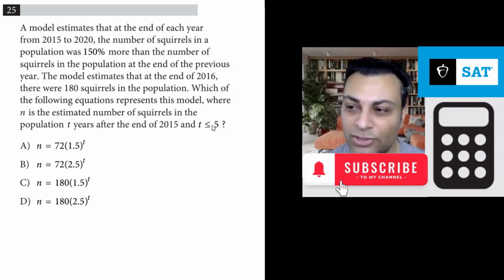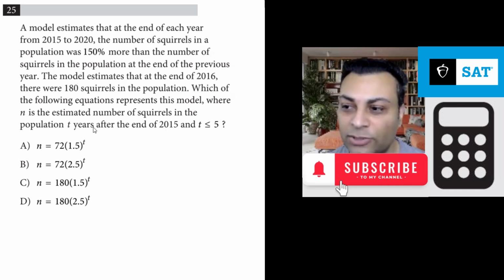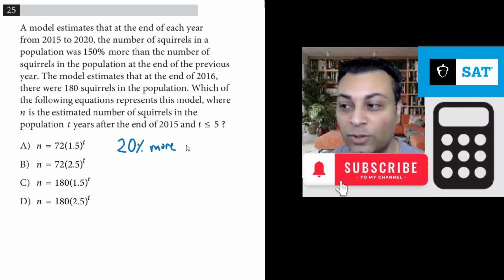That's not too relevant. It's just saying this model doesn't work forever. It works just for this stretch of time. But let's figure out how to work this 150% more. Now, if somebody told you 20% more, you might have seen that that's 1.2, but why?